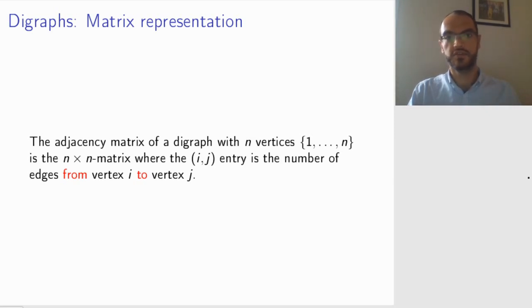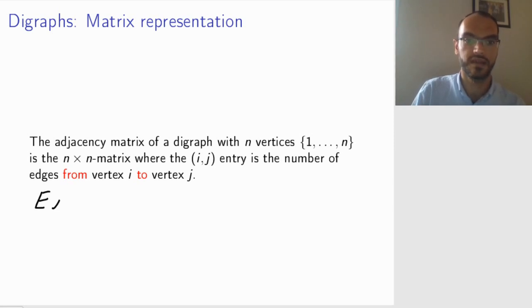As for ordinary graphs, you have matrix representations of digraphs. So for ordinary graphs, we looked at adjacency matrices and incidence matrices. Here we only look at adjacency matrices. So the adjacency matrix of a digraph with n vertices numbered from 1 to n is the matrix where the ij entry is the number of edges from vertex i to vertex j. In an ordinary graph, this was just the number of edges between these two vertices, but now we make a difference between starting and ending vertices.